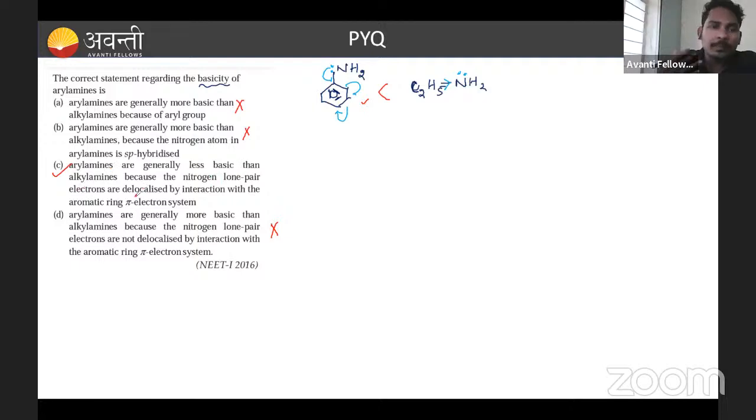Why? Because the nitrogen lone pair electrons are delocalized in interaction with the aromatic ring pi electron system, which is called resonance. So the lone pair on the nitrogen is not available for donation. If it cannot provide, the basicity will reduce. ये सभी को समझ में आया? Everyone, did you understand this? Yes or no? ये तो thumbs up दे दो, we'll go for the next. ठीक है, सभी को समझ में आ रहा है? तो give me thumbs up. ठीक है, चलो हम आगे क्वेश्चन करते हैं. Let's proceed.